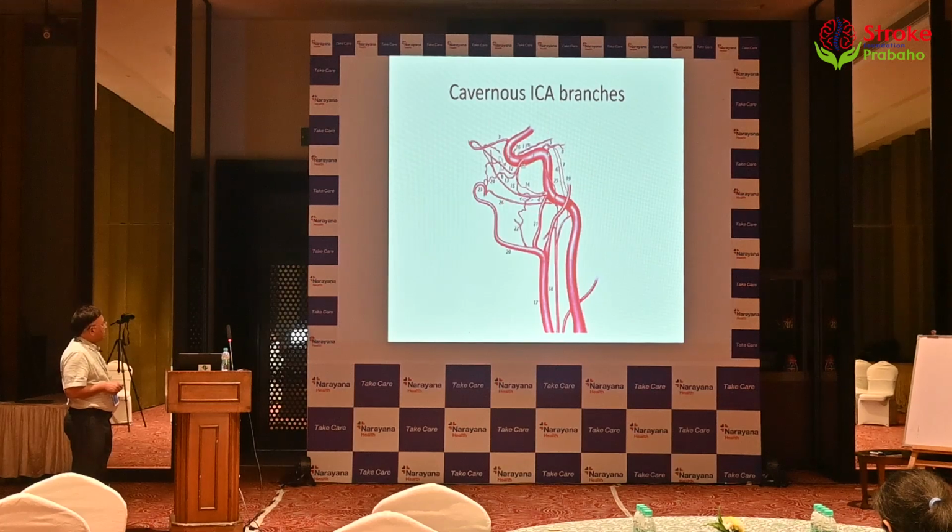And as we discussed, it is also important to understand that the cavernous segment, the cavernous ICA, has two important branches, the meningohypophyseal trunk and the inferolateral trunk. Because when there is a CCF, either the rent occurs at the posterior genu near the meningohypophyseal trunk or at the origin of the inferolateral trunk.